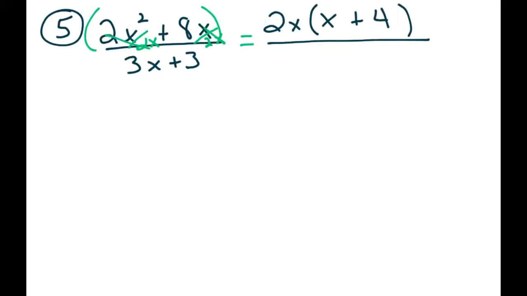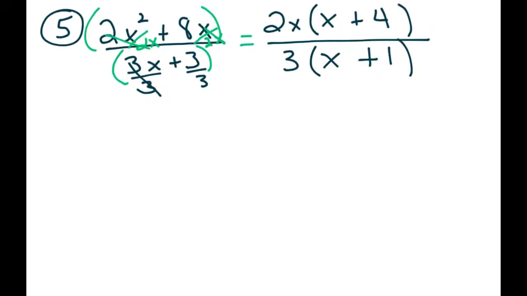Now notice, right now, I have this multiplied by this. That plus is inside parentheses, so I'm looking at this as one unit. So I no longer have two terms in the denominator. I've got one big term because everything's being multiplied. All right, on the bottom I have a greatest common factor of 3. And 3x divided by 3 is x. 3 divided by 3 is 1.